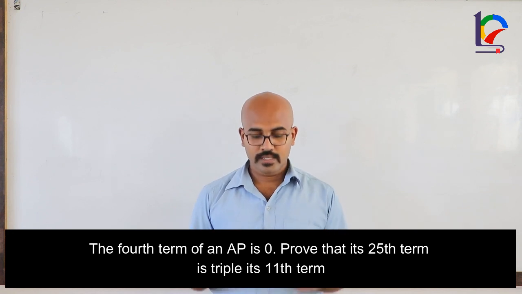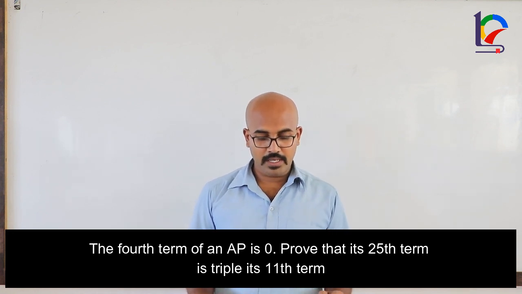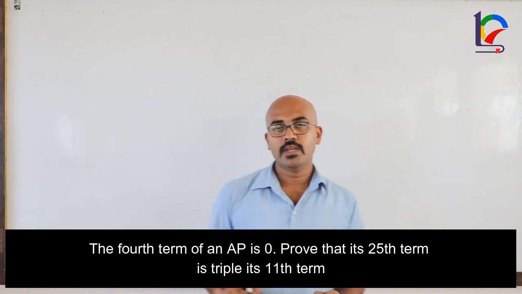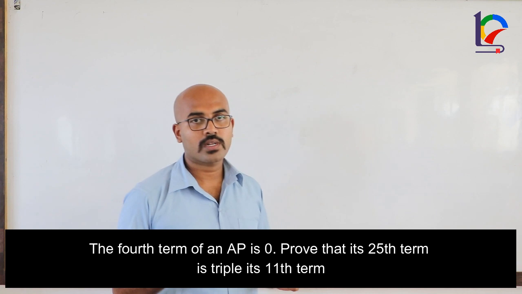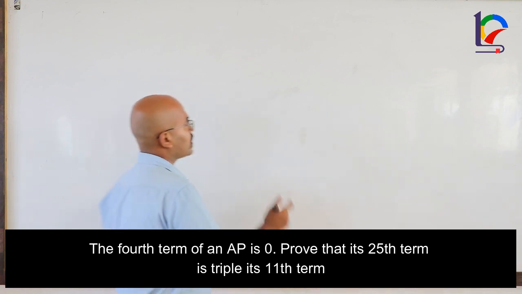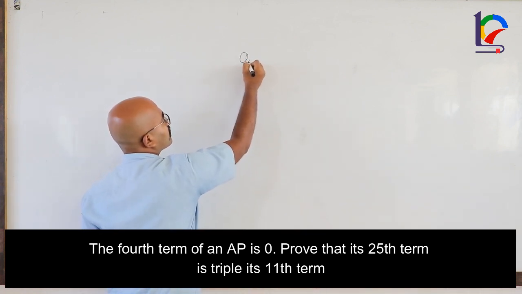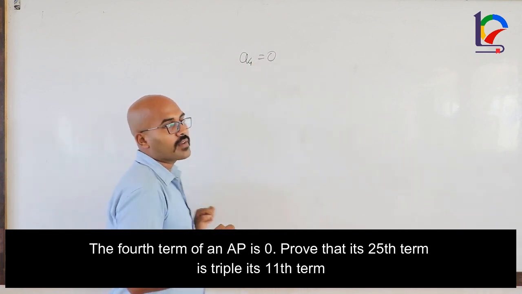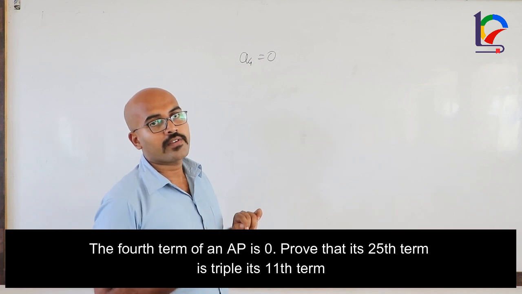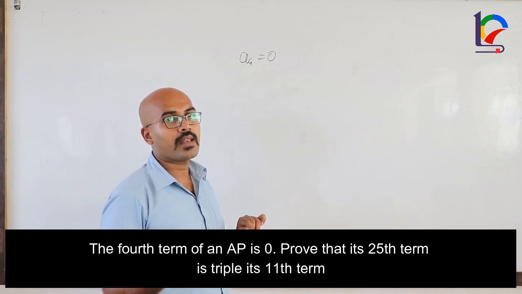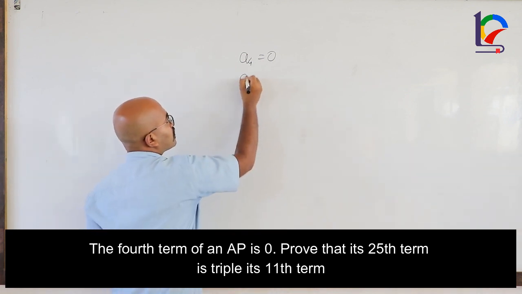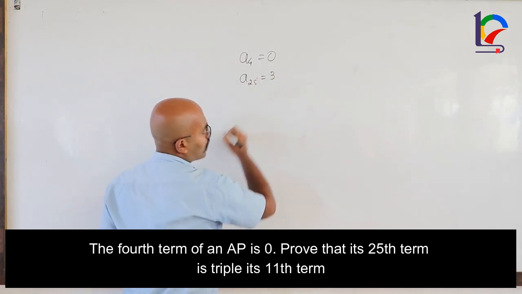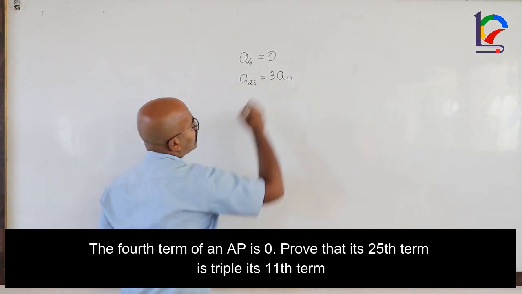The question what it reads is, the fourth term of an AP is 0. Prove that its 25th term is triple its 11th term. So what they have given is, fourth term of an AP is 0, that is A4 is 0. What we need to prove is, the 25th term is triple or 3 times its 11th term.